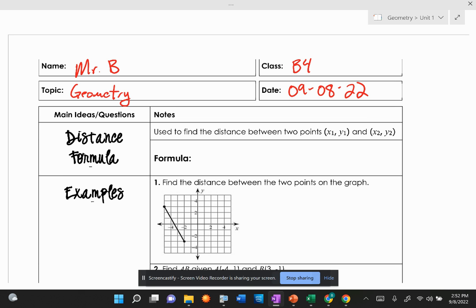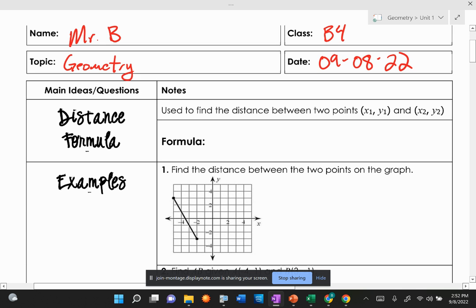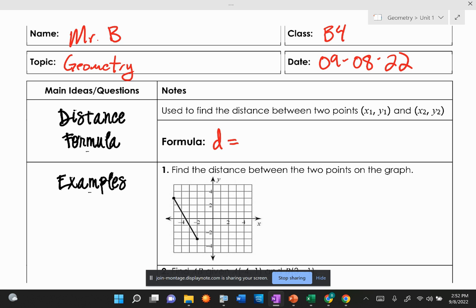Distance. Formula for distance. Points on a graph. Okay, distance formula. No, it has X and Y in it. Distance equals the square root of X plus Y. X squared minus Y squared. Oh, that one. Squared plus Y2 minus Y1 squared. Oh, minus Y1 squared.